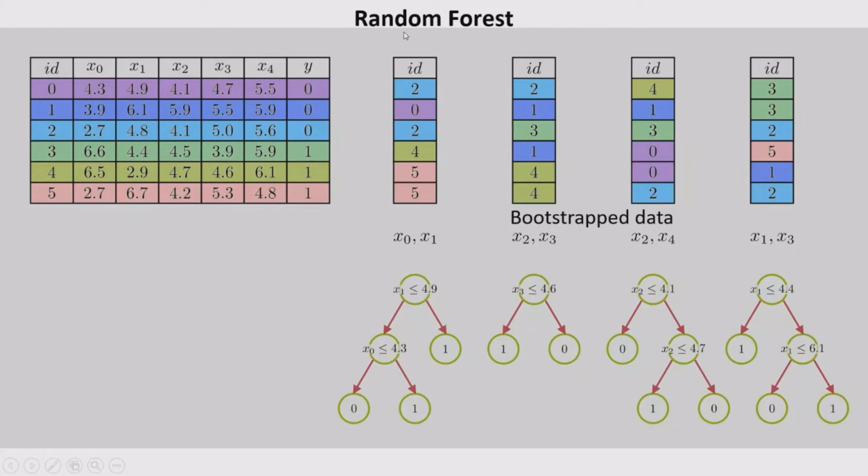So the random forest algorithm is based on principles of probability. Here, what you use is bootstrapped data. Now, what is bootstrapping? Anyone?